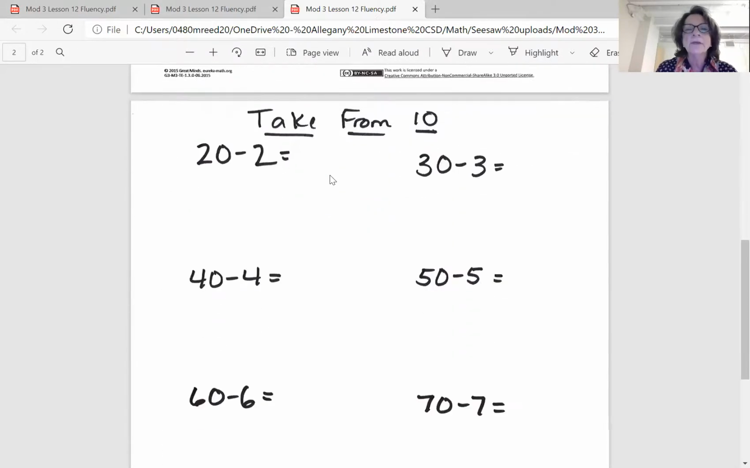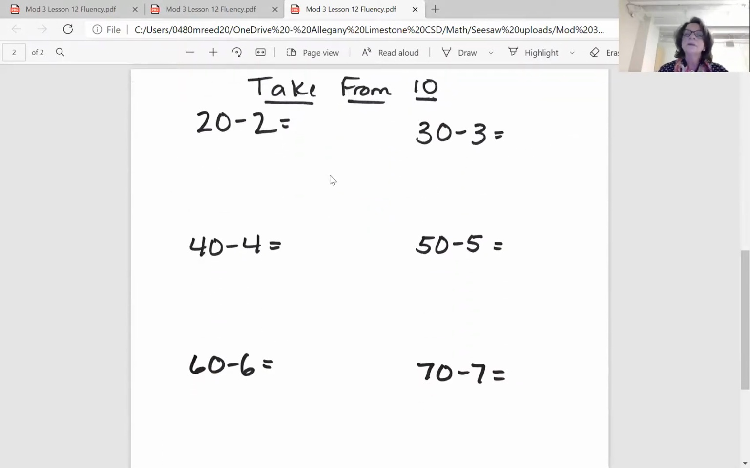Now, the next activity is called Take from 10. So you have this on your template. We're going to do a couple together, and then I'm going to have you do the rest independently. All right, and hopefully I can do annotating here. Here we go. So it says take from 10. So I'm going to do the first one with you.